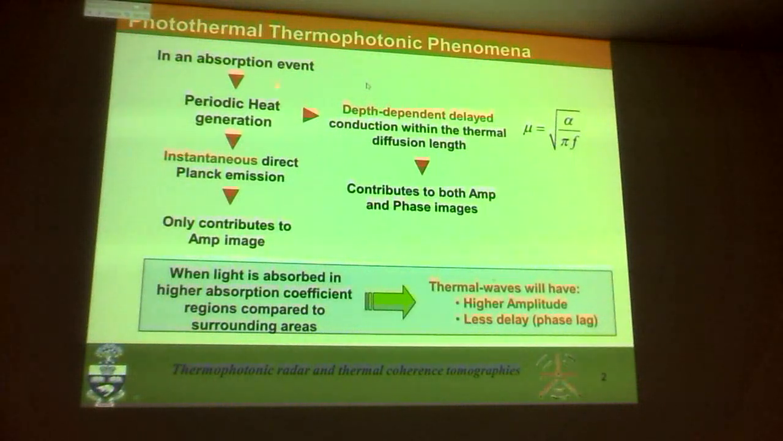So what you have is an absorption event, exactly the same as for acoustics. You have periodic heat generation. This is the frequency at which you're modulating your light. You have essentially two different modes in photothermal imaging. You may have three, but you have two. One of them is radiative heat transfer, and the other one is conductive heat transfer. So radiative heat transfer is Planck emission. You have a black body or a gray body, the temperature rises, suddenly you see light out there, infrared light.